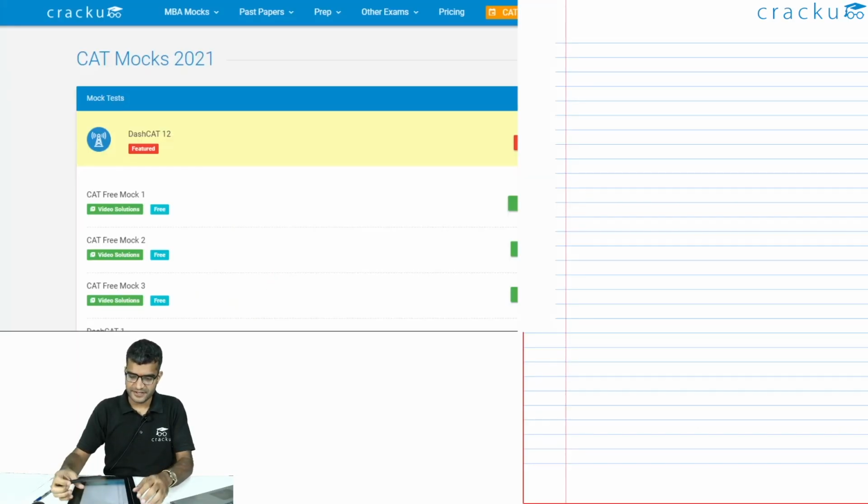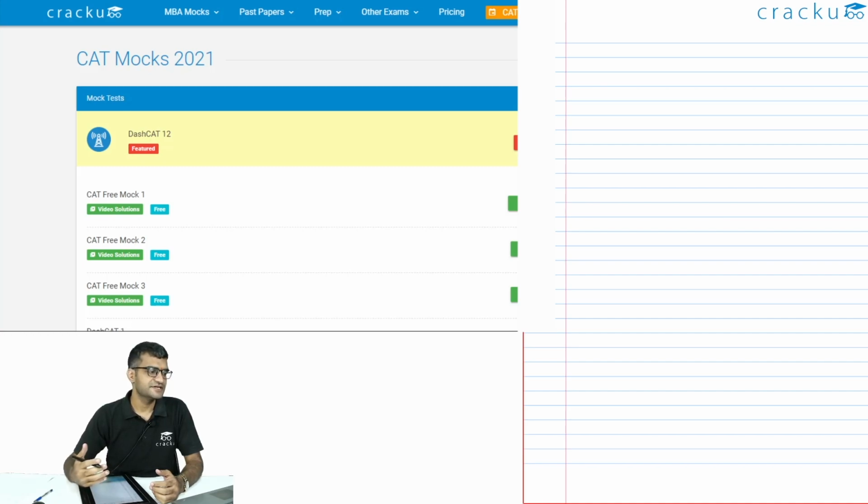So today I'm taking the Quant section of DashCAT 12. Many students have requested us to take the sectionals as if we are attempting a real mock, so that it will help students in figuring out how I or Sally make our decisions or try to attempt the sectional as a mock. So these are the questions that I haven't seen for DashCAT 12. All the questions were prepared and checked by Sally. So let us see how I perform.